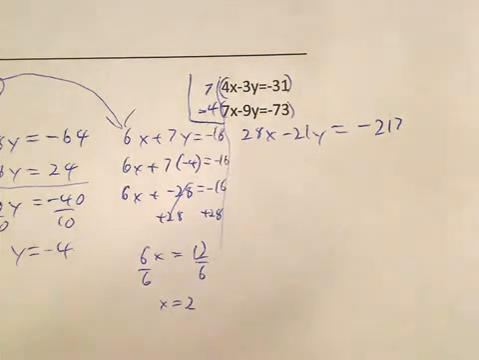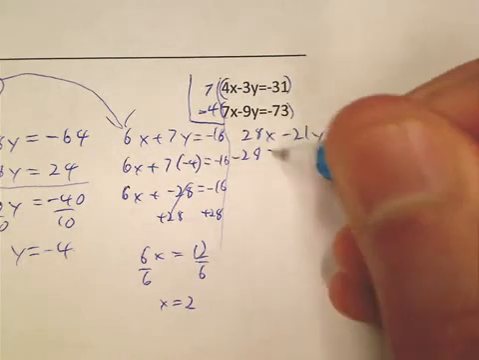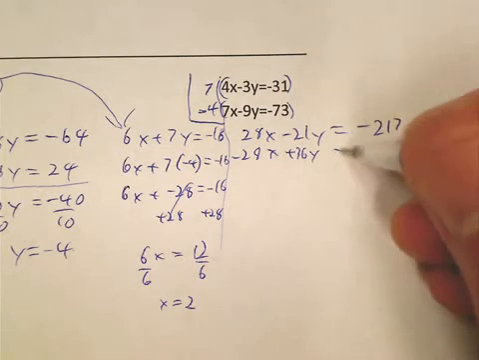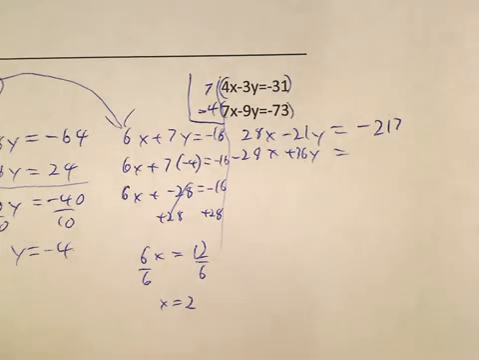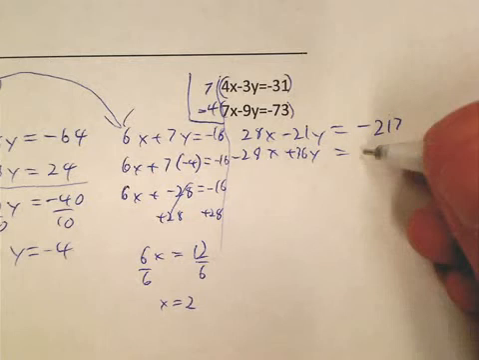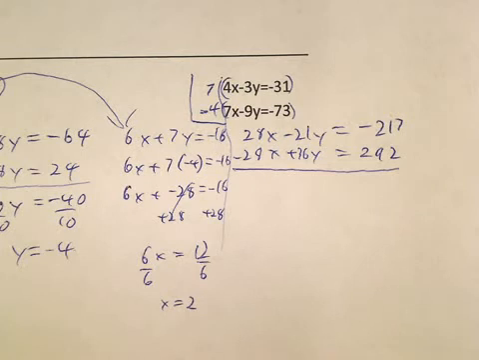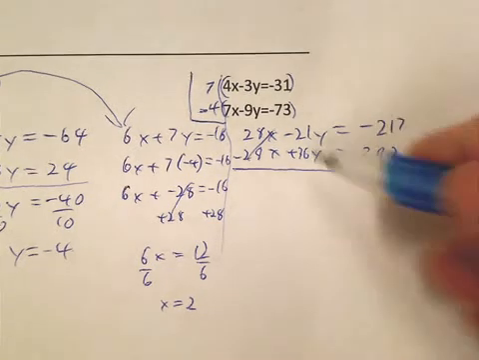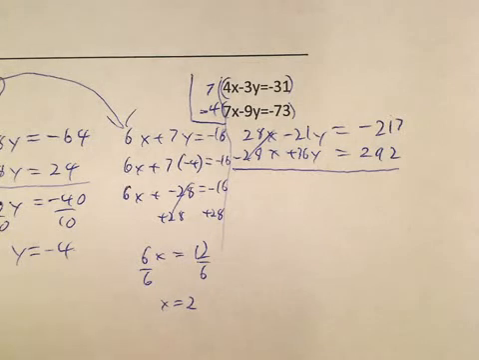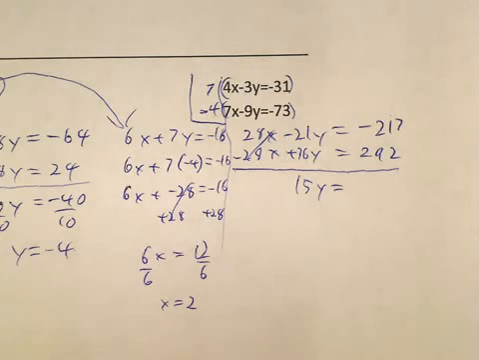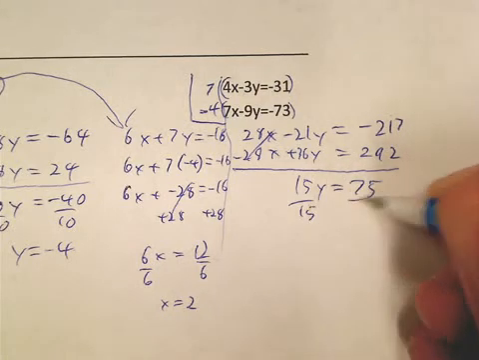And then multiply this row by negative 4. So negative 4 times negative 7 is negative 28. Negative 4 times negative 9 is a positive 36. And negative 4 times negative 73 is 292. So let's go ahead and add these up. These will cancel out. Negative 21 plus 36 is 15. Negative 217 plus 292 is 75. And divide that by 15.